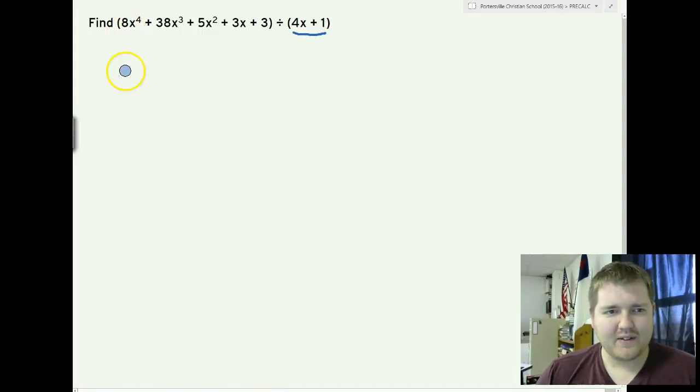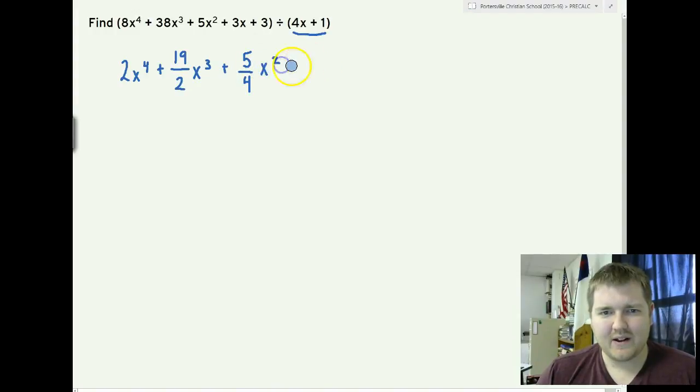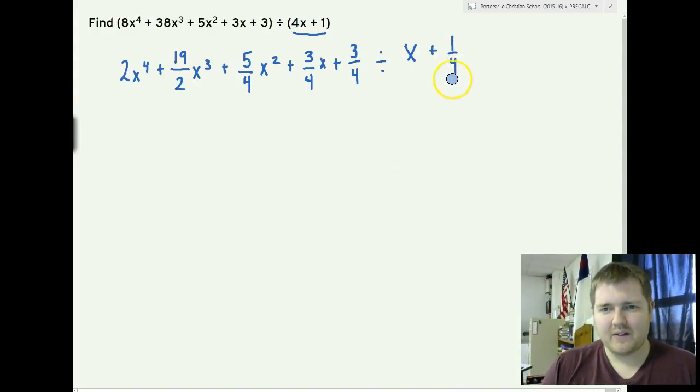So what we end up with is 8 divided by 4 is 2x to the 4th. Then 38 fourths is 19 halves x cubed, plus 5 fourths x squared plus 3 fourths x plus 3 fourths, divided by our regular x. 1 divided by 4 is 1/4. So now this is something that we can work with.